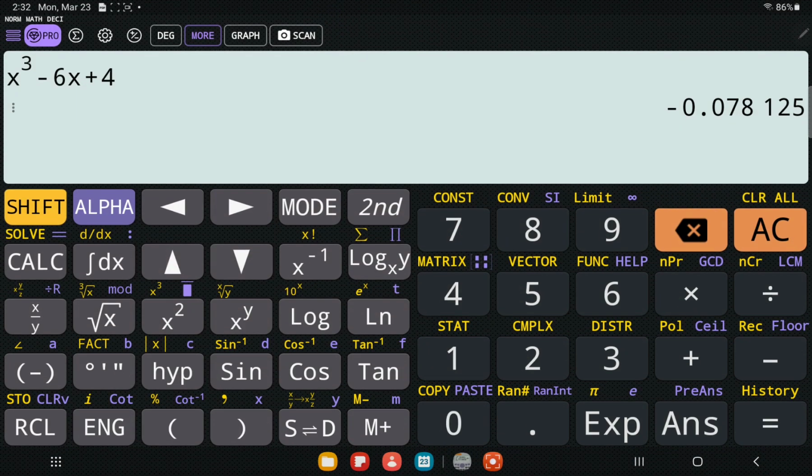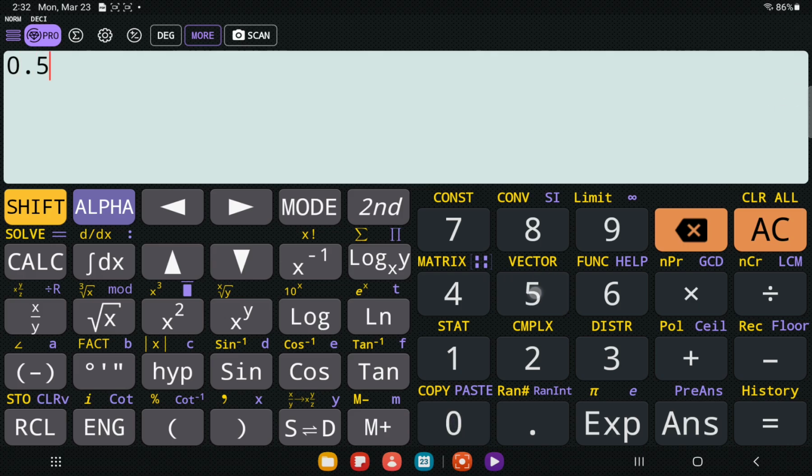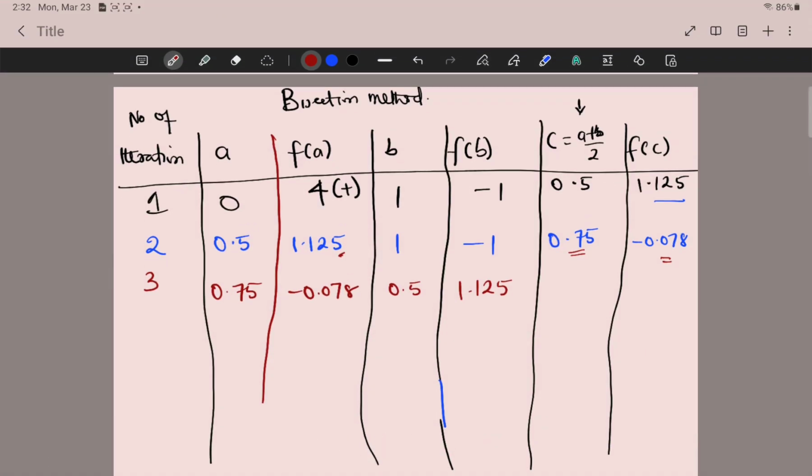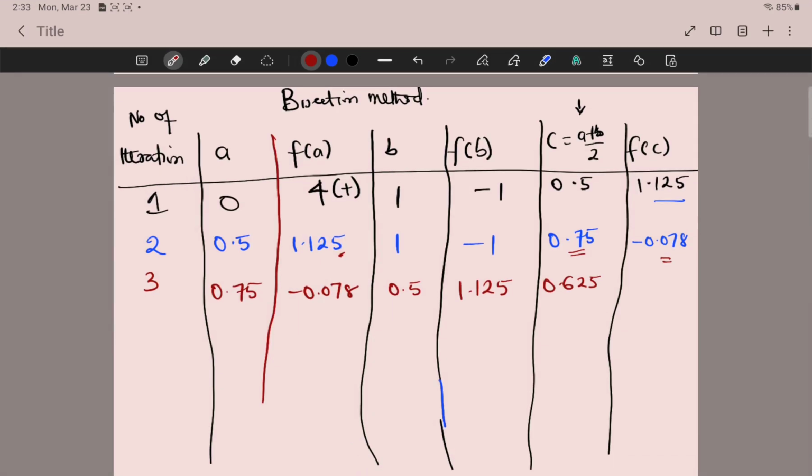So what is your C? You go back to your calculator and press calc at, what is our new A? Our new A is 0.75. Our new B is 0.5. Bam, bam, 0.625. Did you see that? You understand me now? So our f of c now will be 0.494.